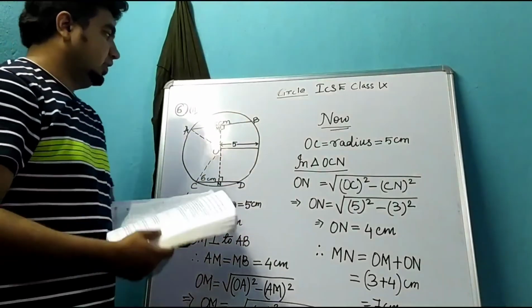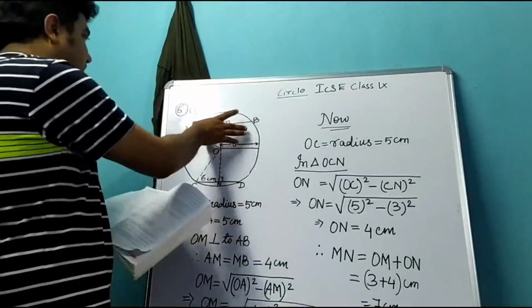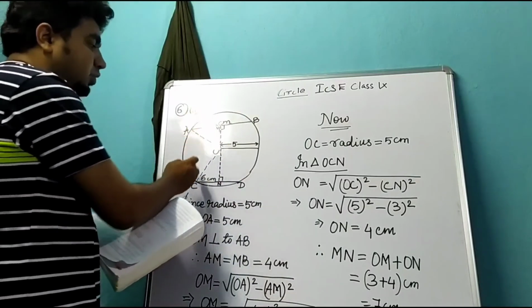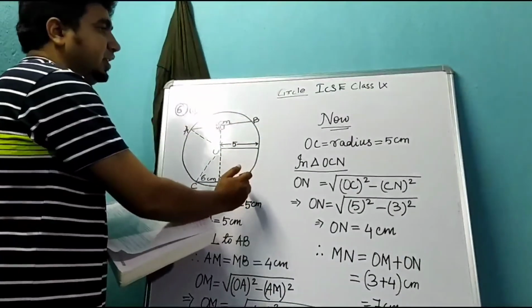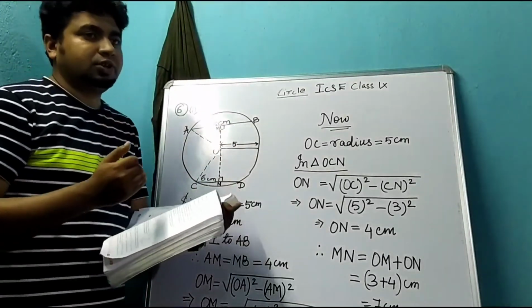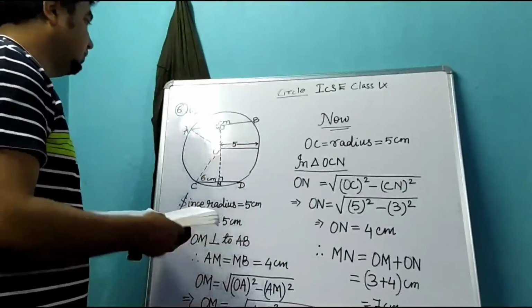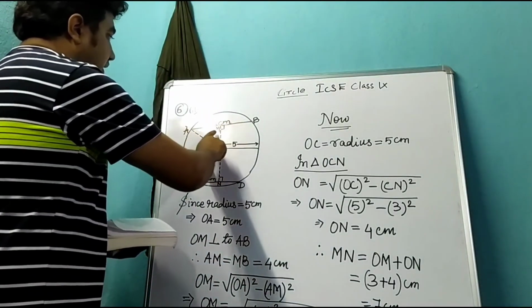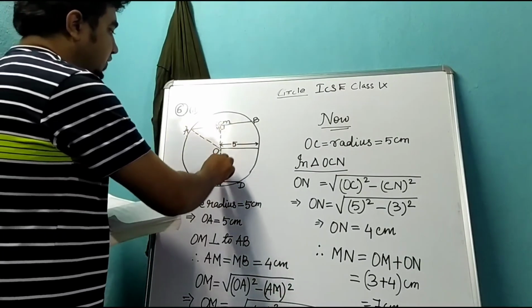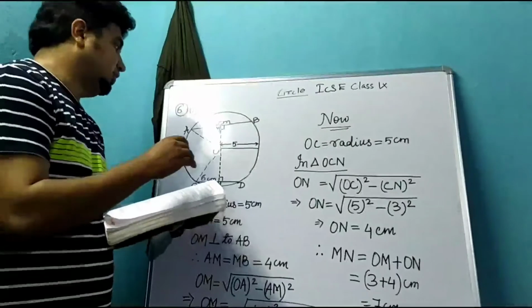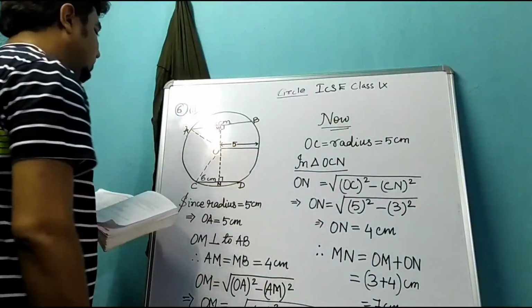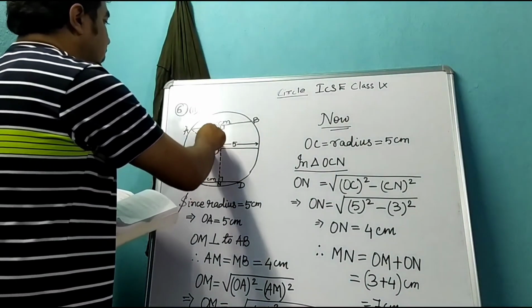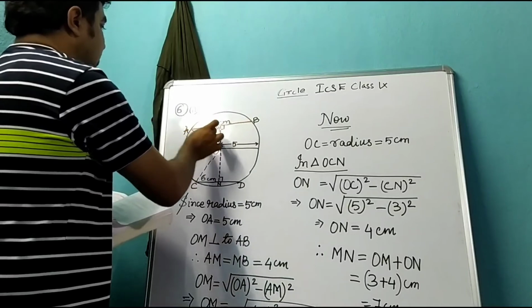So from here we have to find that these chords are on opposite sides. Means one is on the opposite side of the center, one is here and another is down. If I am taking one chord on left, the other chord will be on right. So that is the meaning of opposite. So from here we need to find the distance between the chords. So the distance between the chords is MN. M and N is the distance between the chords, so for finding MN we need to find OM and ON.